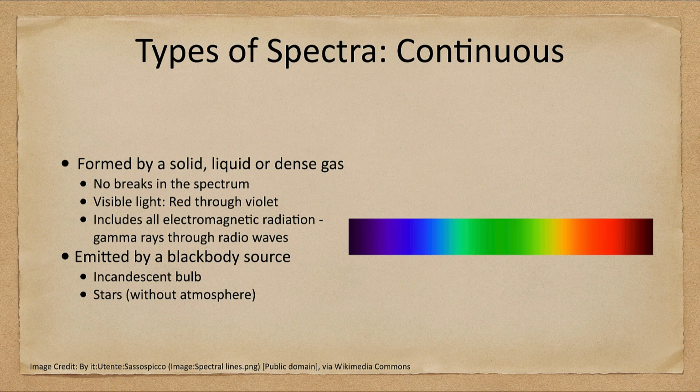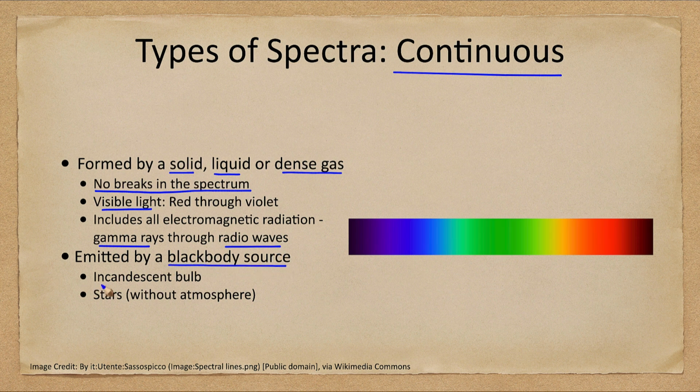So let's look at the different types of spectra that can be formed. And first, we're going to look at a continuous spectrum. This is formed by a solid, a liquid, or a dense gas. And that may seem like just about everything, but many of the astronomical objects are not necessarily this. In a continuous spectrum, there are no breaks. In this case, we see visible light red through violet, although a continuous spectrum could include all electromagnetic radiation, gamma rays through radio waves. These are emitted by a black body source.